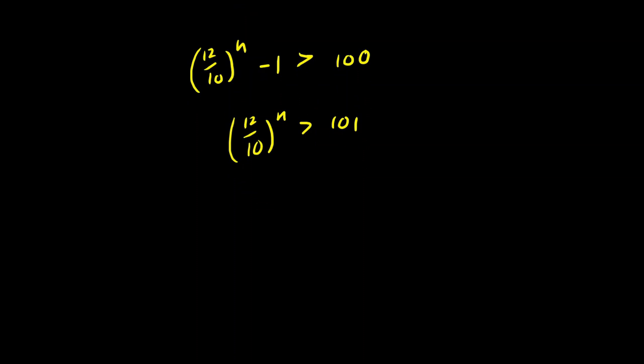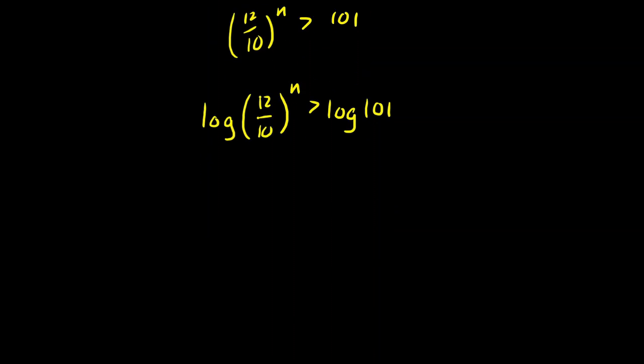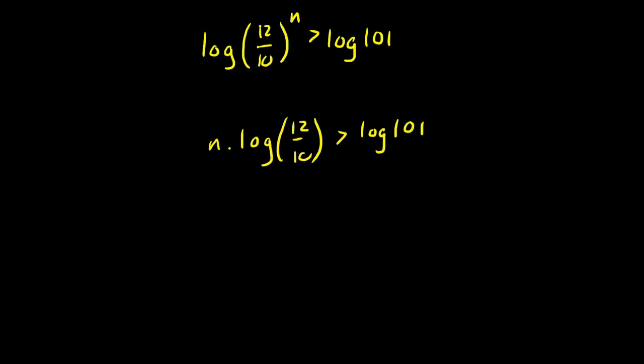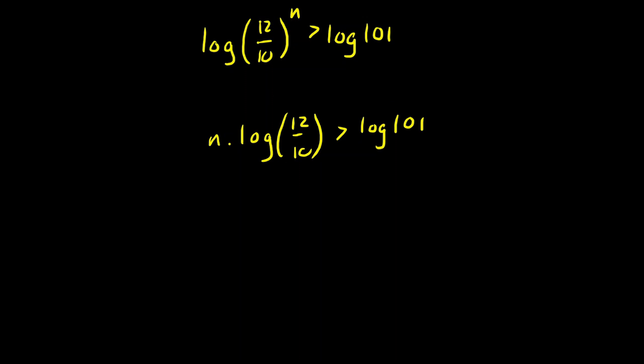And probably the best thing is just to log both sides, I think. So if we log both sides, we get log of 12 upon 10 to the power of n must be greater than log 101. We can use the log rule to bring that power down to the front, make it a coefficient. So we get n log 12 upon 10 is greater than log 101. Well, log of 12 upon 10, which is log 1.2, that's still a positive number, right? So if we divide both sides through, we don't have to flip the sign of the inequality.